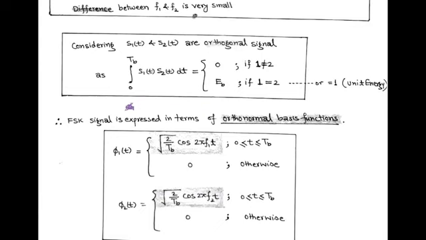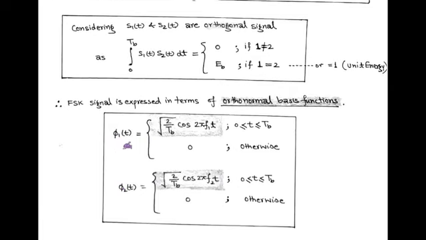So the FSK signal can also be expressed in terms of basis functions, called orthonormal basis functions, denoted by phi1(t) for symbol 1 and phi2(t) for symbol 0. These orthonormal basis functions are expressed as root of 2 upon Tb cos 2 pi f1t, that is phi1(t), and root of 2 upon Tb cos 2 pi f2t, that is phi2(t), and both are time limited between 0 to Tb. Outside this interval, the values of phi1 and phi2 are 0.